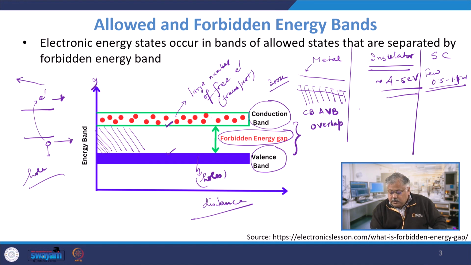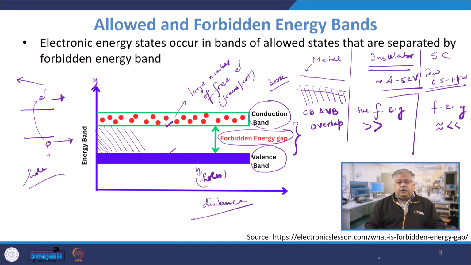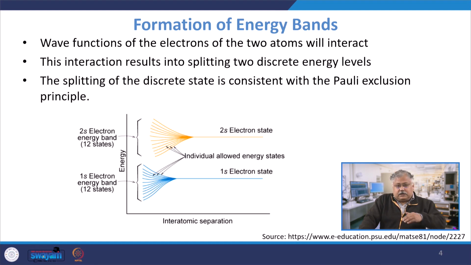In an insulator, the forbidden energy gap is very large, and in a semiconductor, the forbidden energy gap is relatively smaller, right? So this is the difference in terms of how much energy is required to form an electron hole pair. Now let's come to how these bands are formed.